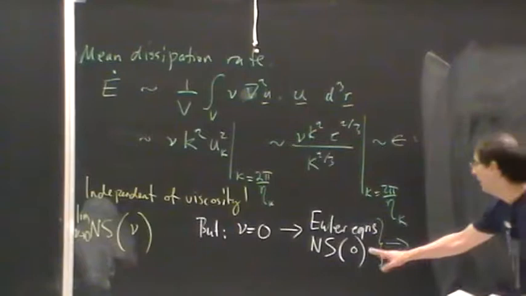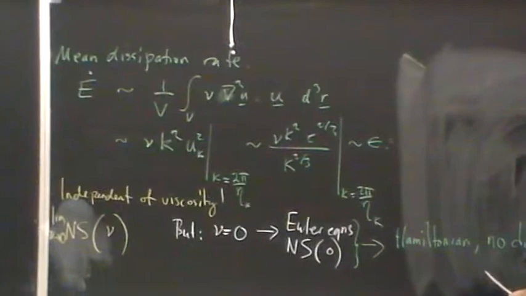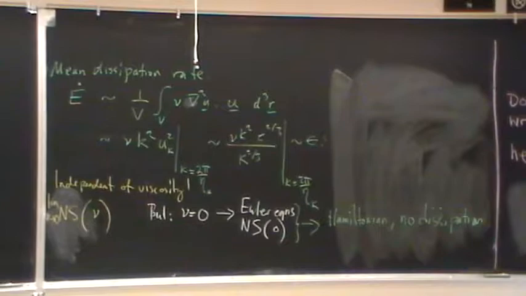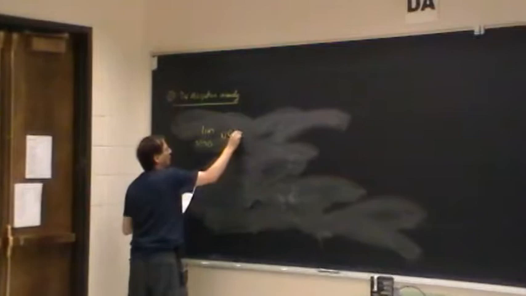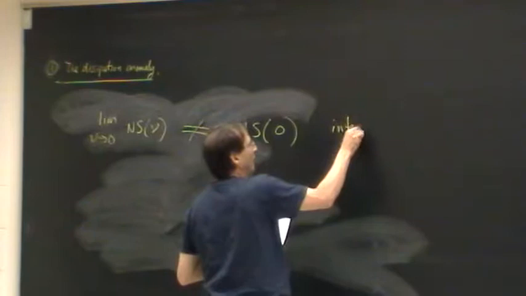So these are Hamiltonian, and therefore there is no dissipation. So what that says then is that we have a situation of intermediate asymptotics of the second kind, or a situation where you have a singular perturbation. So we can say that the limit of mu tends to zero of the Navier-Stokes equation with mu is not the same thing as the Navier-Stokes equations with mu equals zero. So this is an example then of intermediate asymptotics of the second kind.